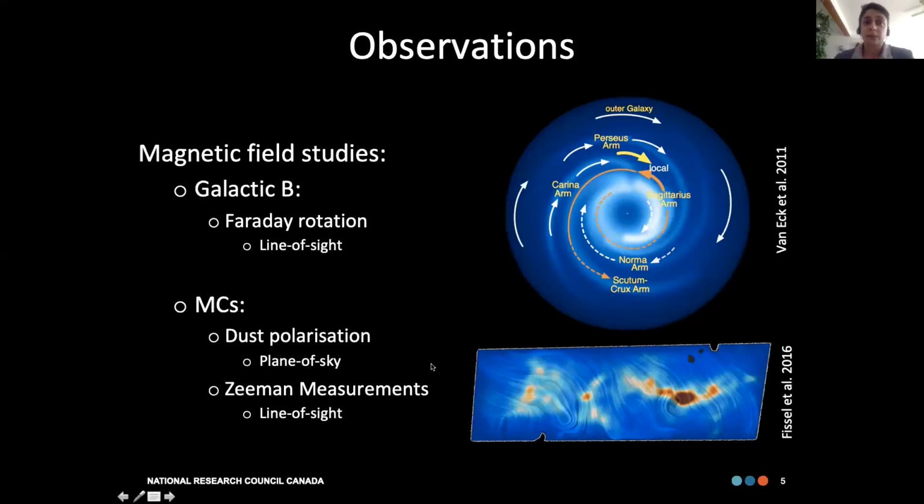And then Zeeman measurements in molecular clouds provide the line of sight component of magnetic field, and to date, they are one of the most accurate ways to map the magnetic fields, especially in localized regions, and the line of sight.